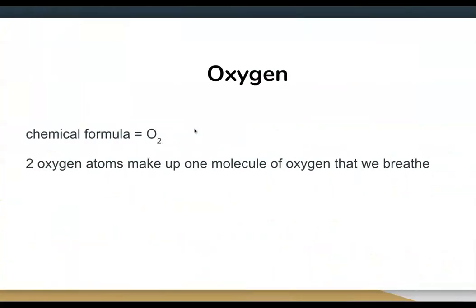Let's look at a molecule that you're already familiar with, oxygen. O2 is the chemical formula for the oxygen molecule, and it tells us that 2 oxygen atoms make up one molecule of the oxygen that we breathe.